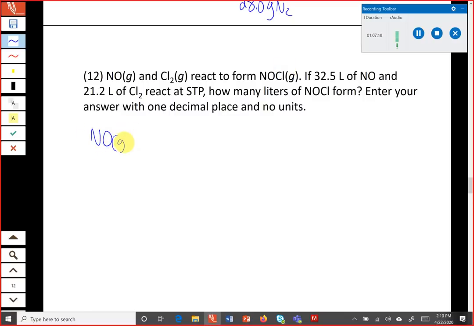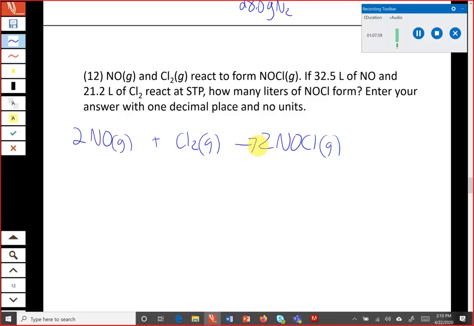all of them gases. So the first thing we're going to want to do is produce a balanced chemical equation. And the way that we would want to do this is if we have 2 Cl's over here, we put a coefficient of 2 there. Now we have 2 nitrogens and 2 oxygens, so we put a 2 there. So those are going to be the coefficients for this relatively simple gas phase reaction. 2NO plus Cl2 goes to 2NOCl.